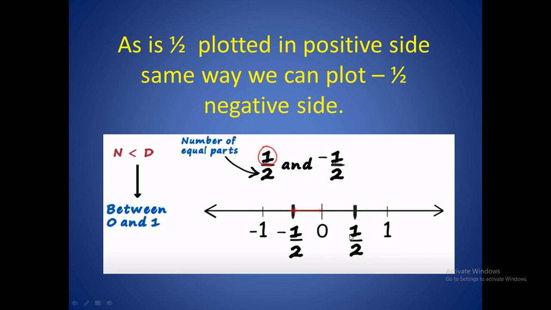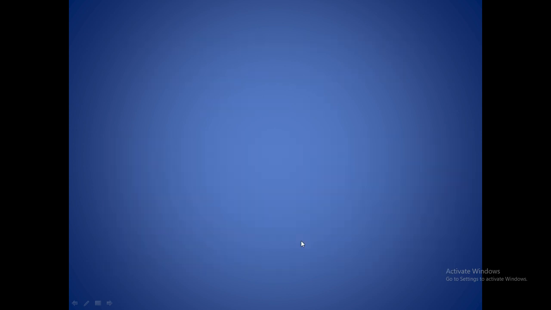Now how to represent negative of half? How to plot minus 1 by 2? Now this minus 1 by 2 will lie in between 0 and -1. Again, denominator tells the number of equal parts. So we have to divide this gap into two equal parts by plotting one point. This point will tell minus of half. Clear? Okay, understood? Let's take another example.